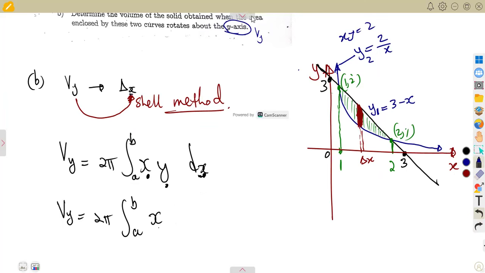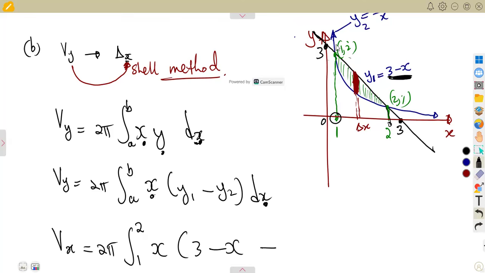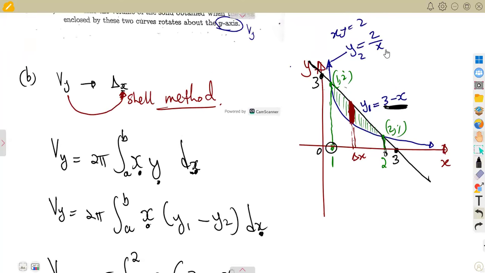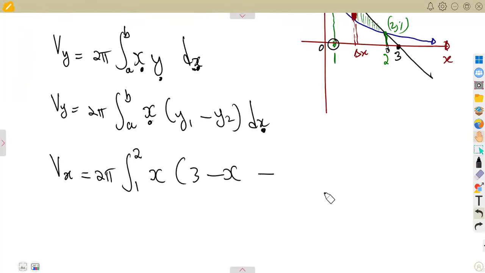So this will be 2 pi into the integral of this. The limits are for x. So the limits for x within the intersection, where the graph is between the graphs, are from 1 to 2. X, like I said, is already with respect to x, so there's no substitution there. Then we're going to take y1, which is the graph on top, the straight line. That is 3 minus x, minus y2, that's a hyperbola, which is 2 over x. So there is just a single term, we just subtract 2 over x.